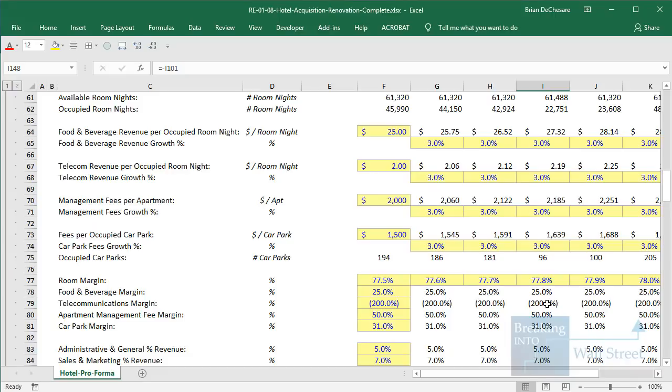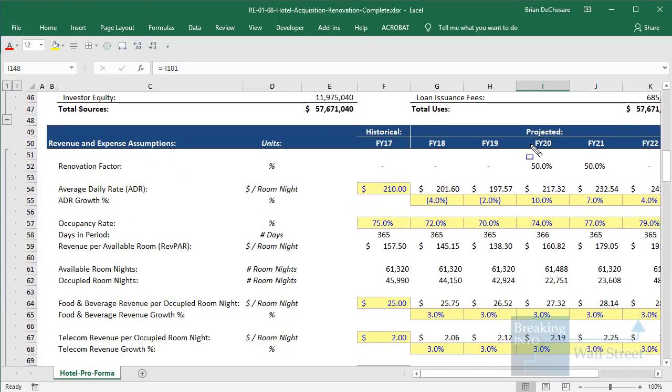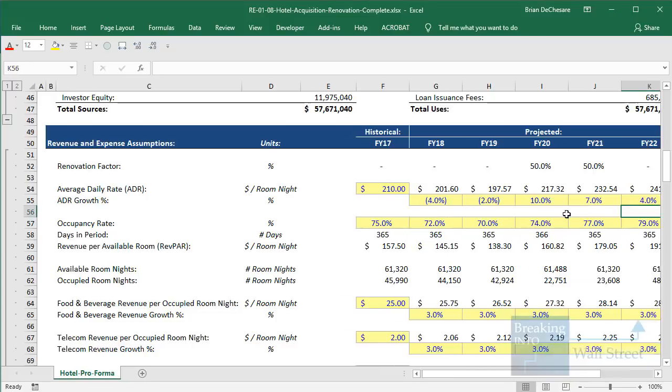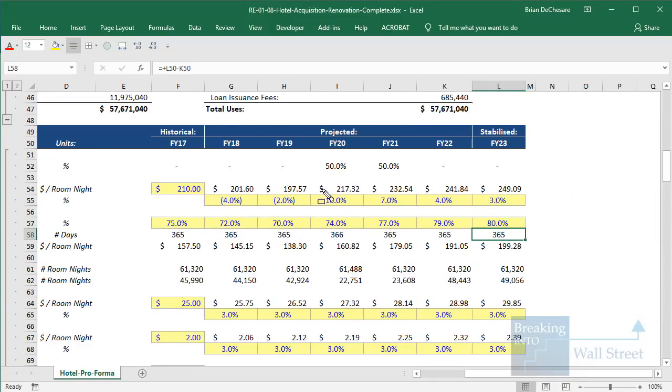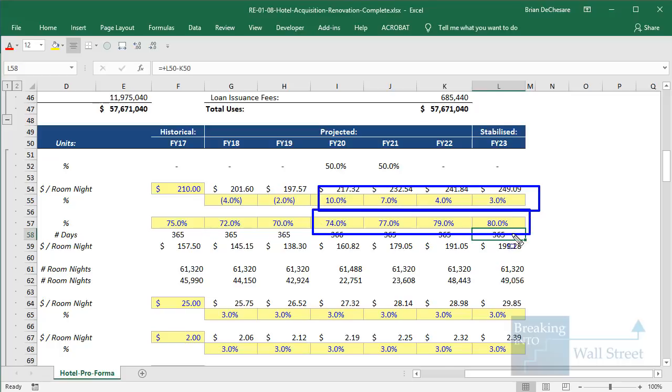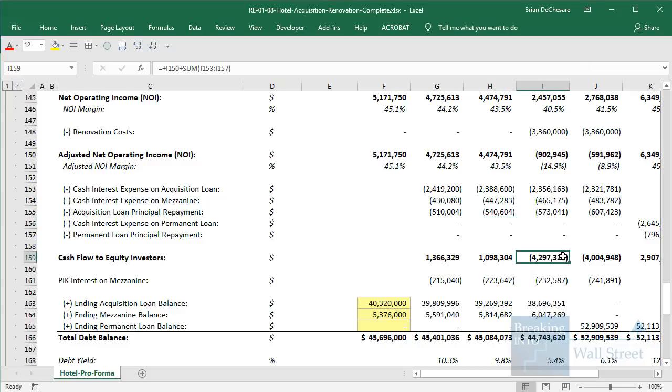The penalty here is very simple. We have a renovation factor that reduces our available rooms by 50%. So our occupied room nights here go down by about 50%. And then right afterward, we get a benefit because our average daily rate, the average rate we get for our hotel rooms, goes up, and our occupancy rate also goes up.